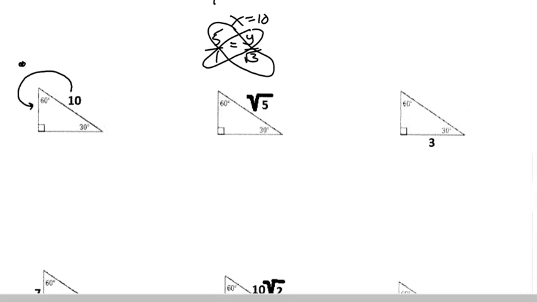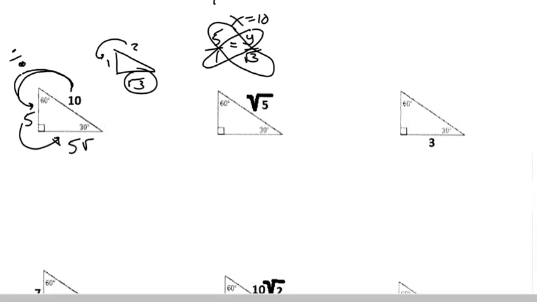I'm getting smaller. Remember, here is our figure. 1, 2, rad 3. Getting smaller, so I'm going to divide. And what am I going to divide by? Divide by 2. That gets me 5 here. Getting bigger, so I multiply. And what do I multiply by? Rad 3. So you get 5 rad 3. And that's how you jump around the figure.